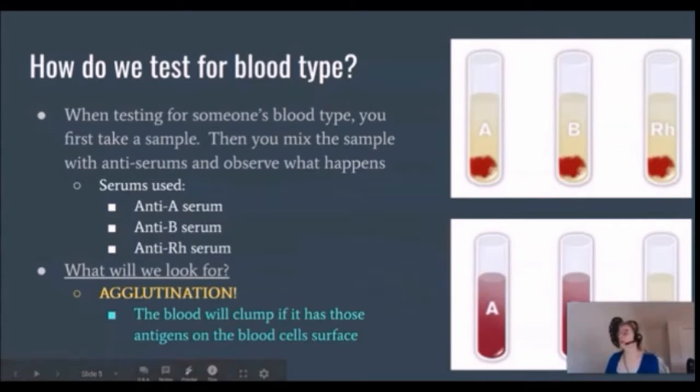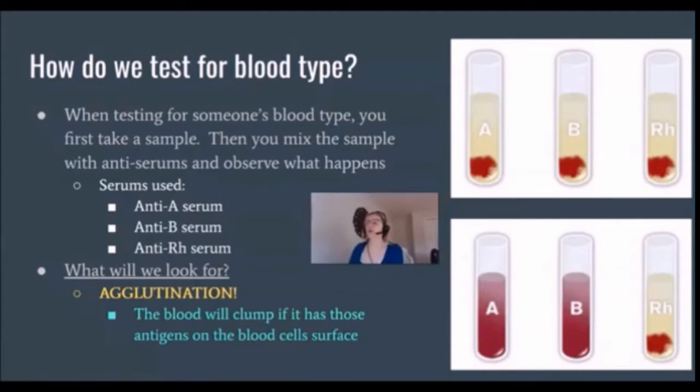Now, specifically what happens is something called agglutination. Agglutination is a really fancy word that just means the blood clumps. And if clumping occurs, it means that the red blood cells have those antigens on the blood cell surface.